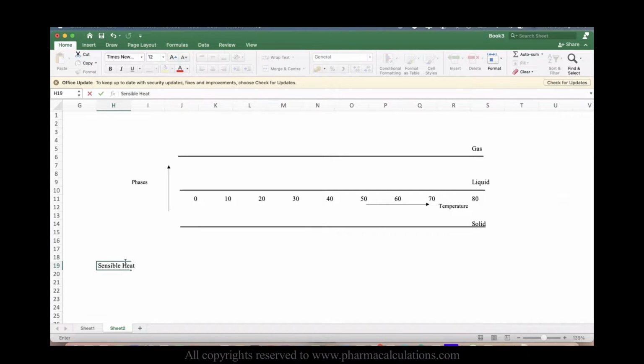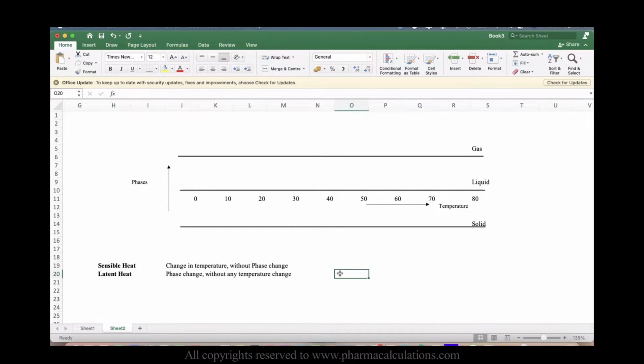So in short, sensible heat refers to change in temperature without phase change, while latent heat refers to phase change without any temperature change. So this is the major difference.